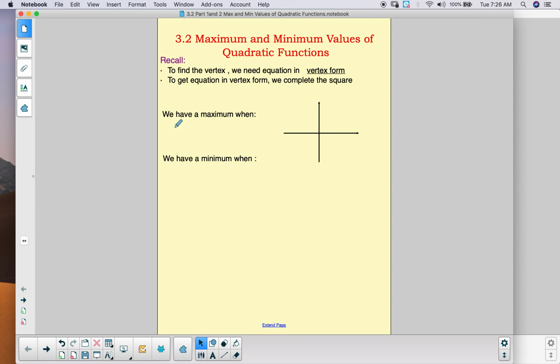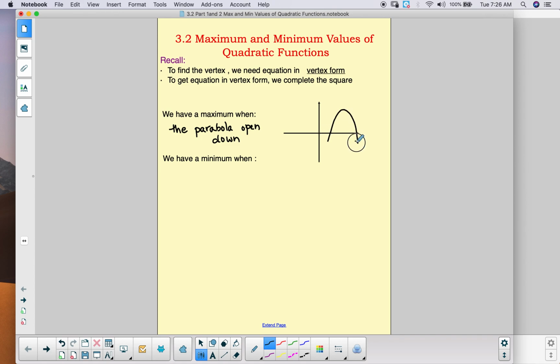So I'm just going to write that there, when the parabola opens down. So let's say you have a parabola like this, then this point is a maximum. And we have a minimum when the parabola opens up. So let's say you have a parabola like this, then this point here, when it opens up, is a minimum.